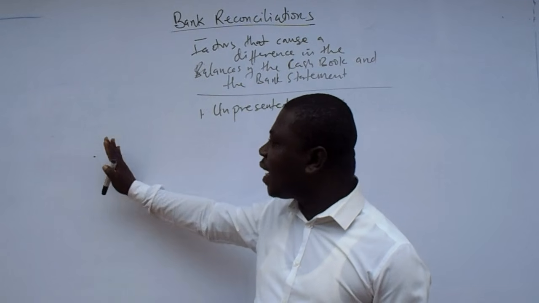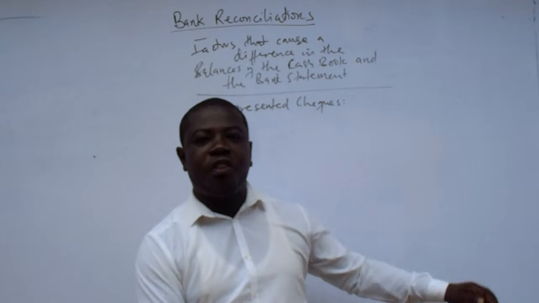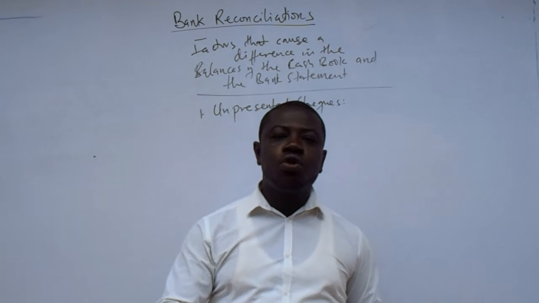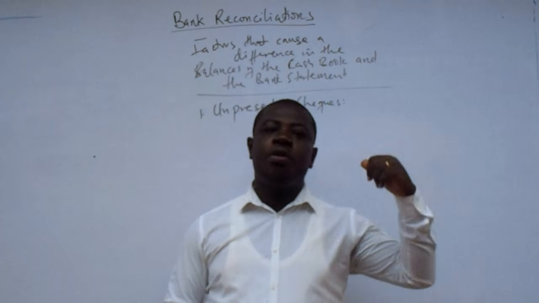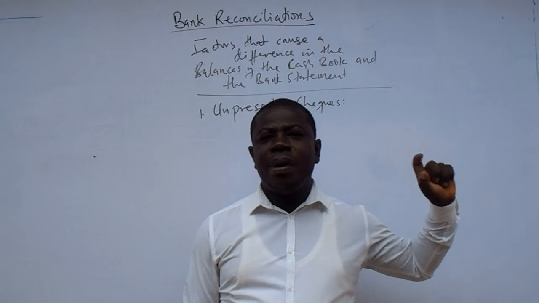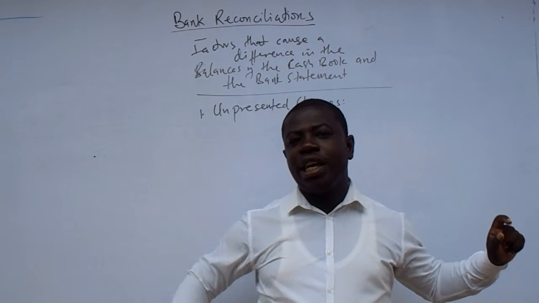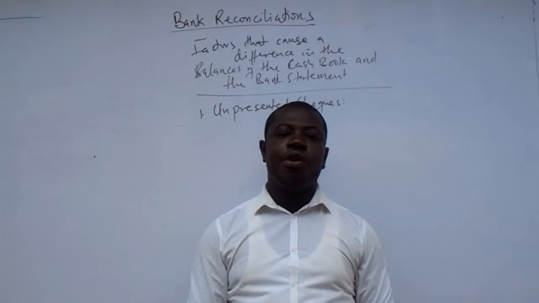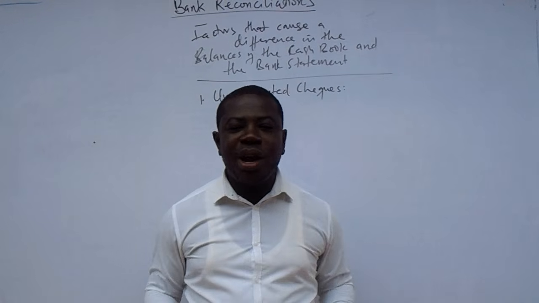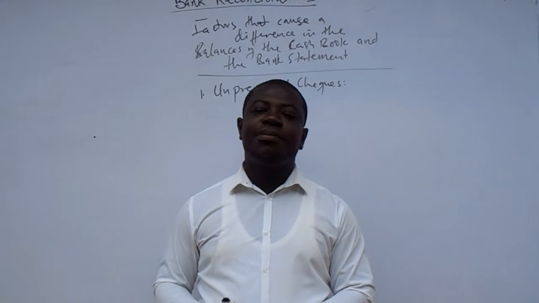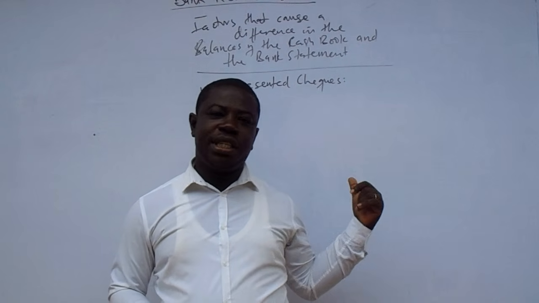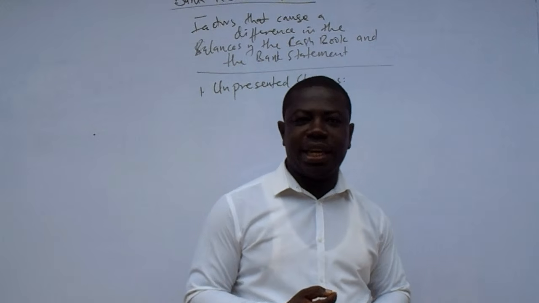So it was expected that that credit in the cash book should reflect as a debit on the bank statement. And because the creditor refused to go and clear that money, it will not reflect as a debit. And so your money in the bank will be the same, but then you have already shown a reduction in your cash book because you have already issued a check. And so when this happens, the bank statement balance will be different from the cash book balance. And so that is basically what unpresented checks are about.